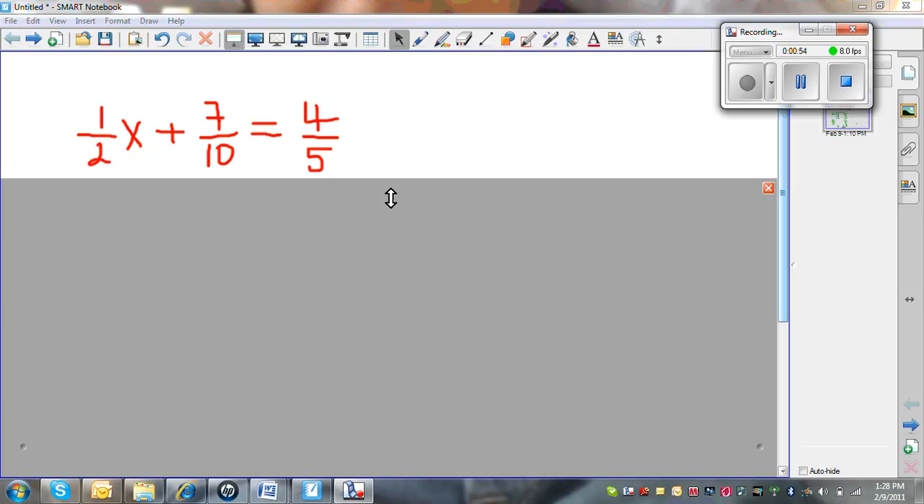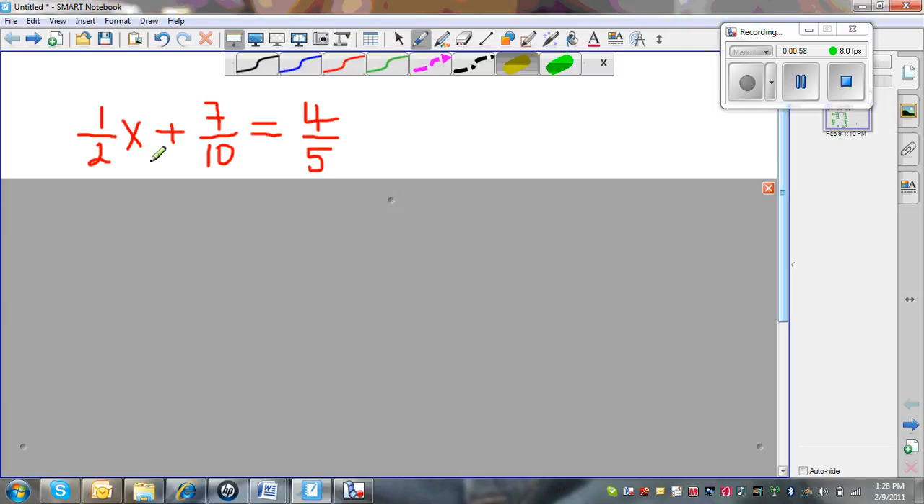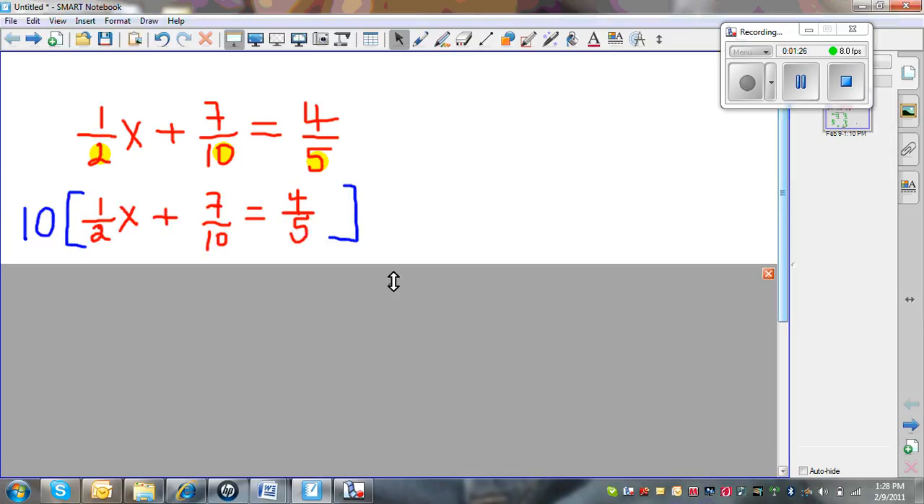In order to do that, you have to look at your three denominators. So our three denominators are the 2, the 10, and the 5. We are going to get rid of them. They actually don't go totally away. But we're going to multiply each term of this equation by the common denominator of 2, 10, and 5. And when we do that, we know that the common denominator is 10. It's going to look like this.